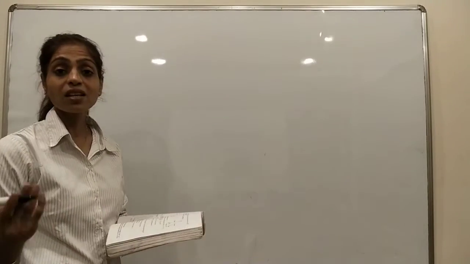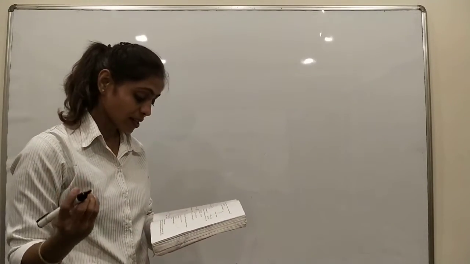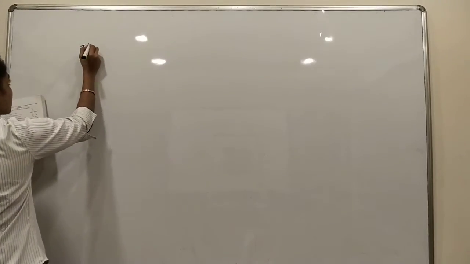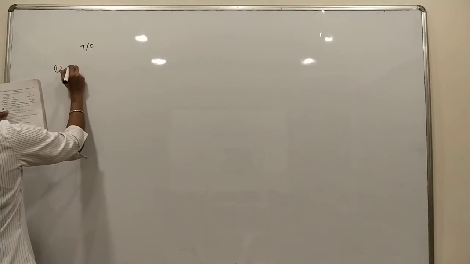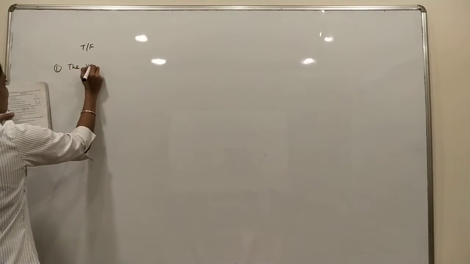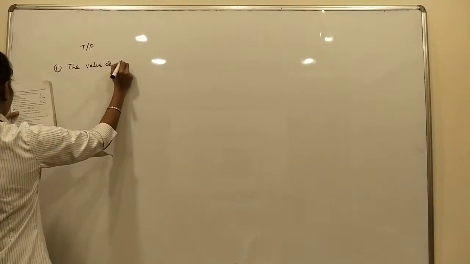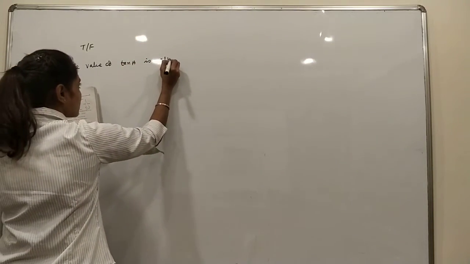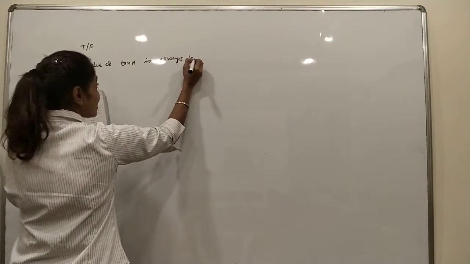Now state whether the following sentences are true or false. The first is true or false: the value of tan A is always less than 1.